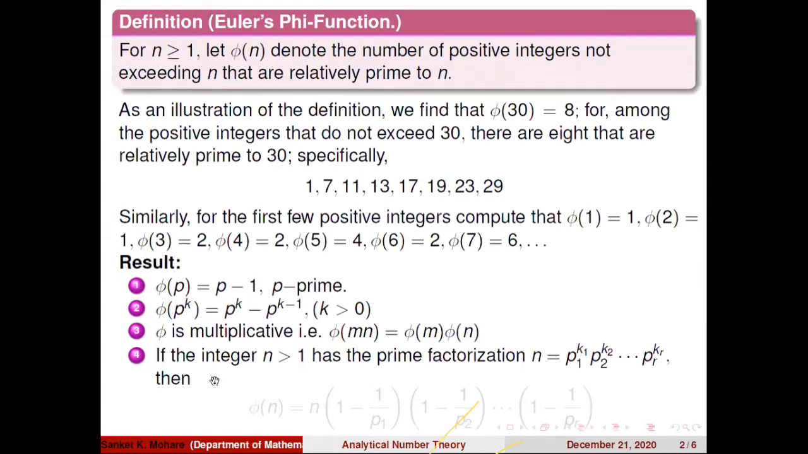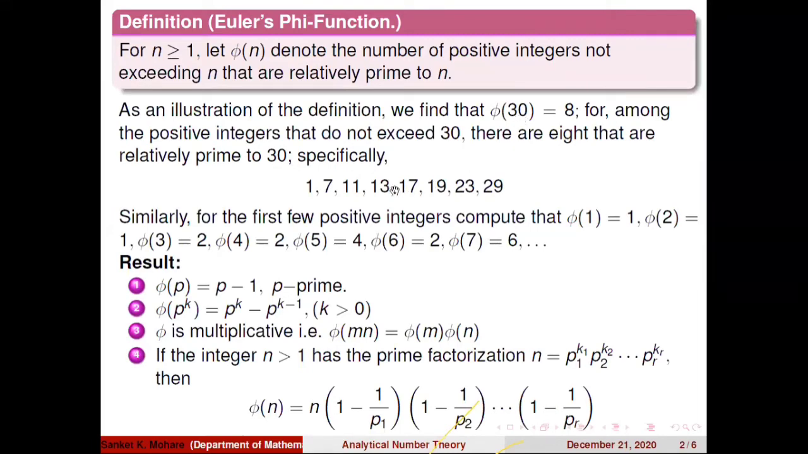Now suppose the integer n greater than 1 has the prime factorization n is equal to p1 to the power k1 into p2 to the power k2 and so on, pr to the power kr. Then phi of n is equal to n into 1 minus 1 by p1 into 1 minus 1 by p2 and so on, 1 minus 1 by pr.